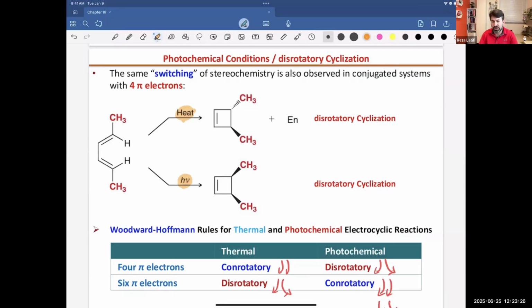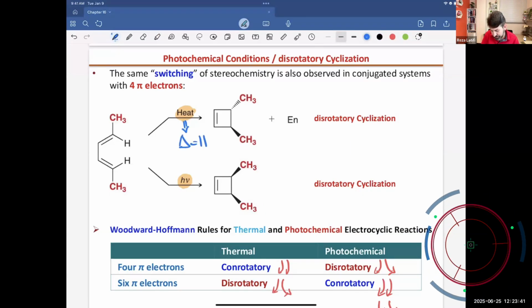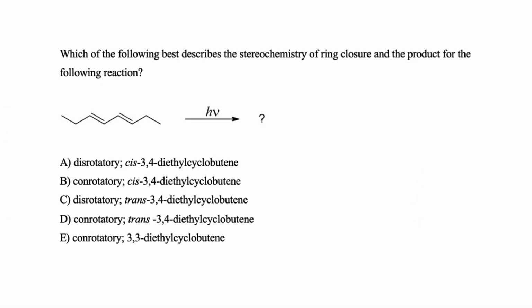light. Okay. First, assign the number of pi bonds you are dealing with. The second thing, check whether you are using heat or light. And for heat, sometimes you will see this sign, which means heat. Okay. And that's going to be the end of this lecture. And thank you very much.